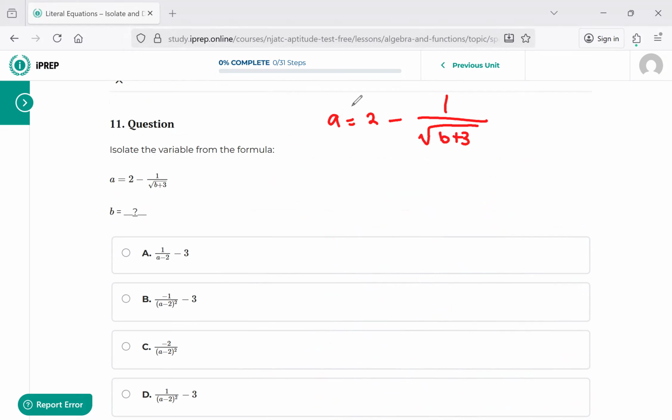So what I would do is, there's a lot of things you could do. You could get rid of the fraction by multiplying both sides by the square root of b plus 3, but there's another thing you can do. You see this minus 1 over the square root of b plus 3? What if I add 1 over the square root of b plus 3 to both sides?